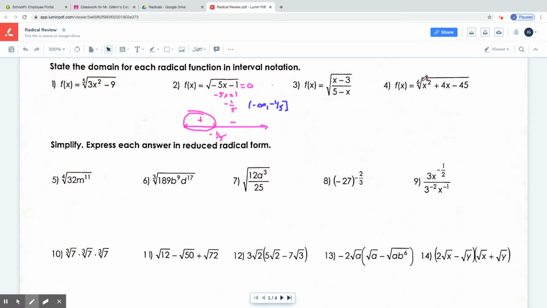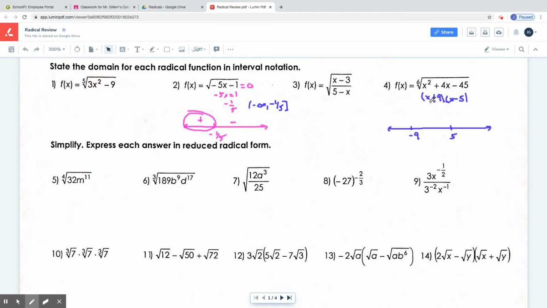All right. So for number 4, check it's an even root. So we have to go through and do it. If it was an odd, it'd be negative infinity to infinity. So we set this equal to 0. Well, this factors to x plus 9, x minus 5, which means I have negative 9 and positive 5. All right, that is my 2 numbers that make it equal to 0.